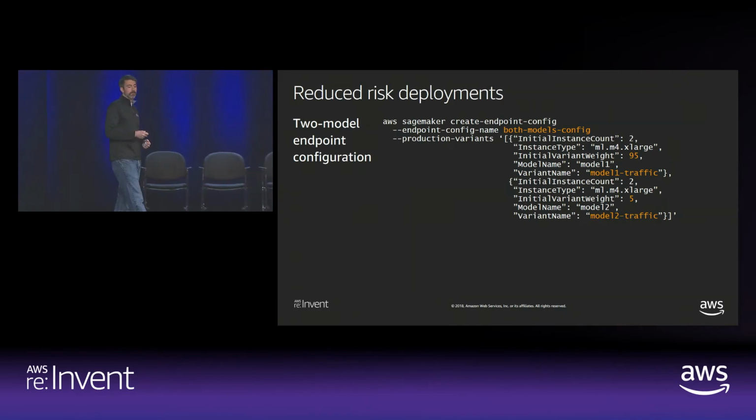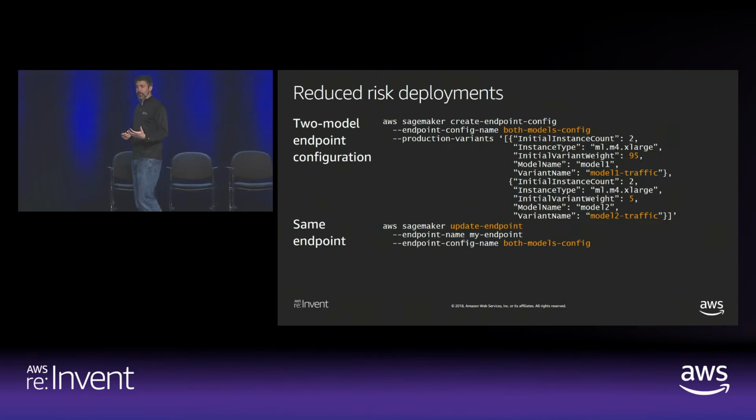And here's where we give them different variant names, Model 1-traffic and Model 2-traffic, so that we can understand which predictions went to which model. We also give them different variant weights. So we give Model 1 95 and Model 2 5. So that means 95% of the traffic is going to go to our tested Model 1 that's already been in production that we're comfortable with, and 5% of the traffic is going to come into that new Model 2 that we want to see how it performs when we actually scale it in the real world.